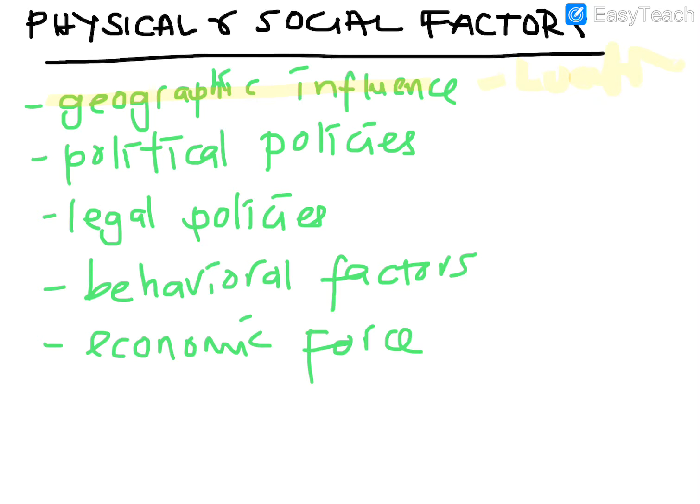Then we have political policies, which determine where and how business occurs. Then we have legal policies, which influence how the company operates. Then we have behavioral factors that may require changes in the operation. And lastly is economic force, which explains differences in cost, currency values, and also market size. So we have 5 physical and social factors: geographic, political, legal, behavioral, and also economic force.